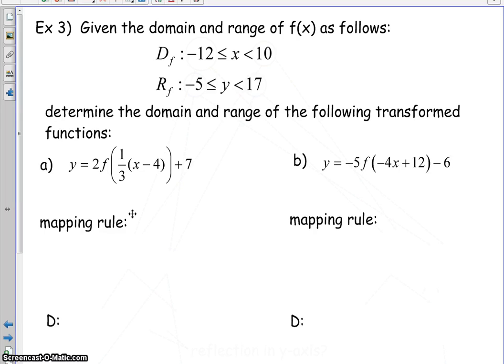Okay, so this next one I'd like you to think about a bit. All you know about the original function is its domain and range. You can see its domain goes between negative 12 and 10, and its range goes between negative 5 and 17. I'd like you to find the domain and range after it undergoes the following transformations to get to these new functions. So give those a try, and we'll see you over in part 2.